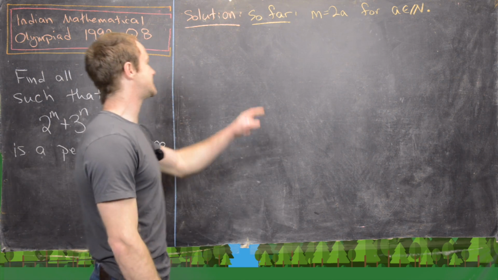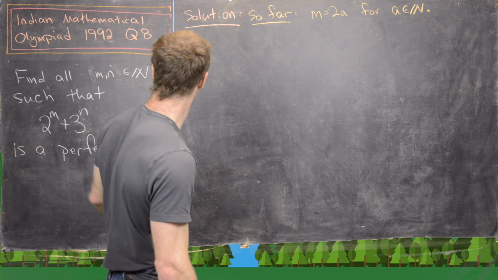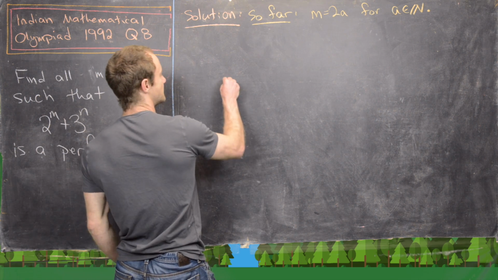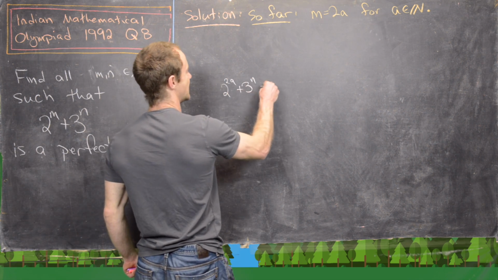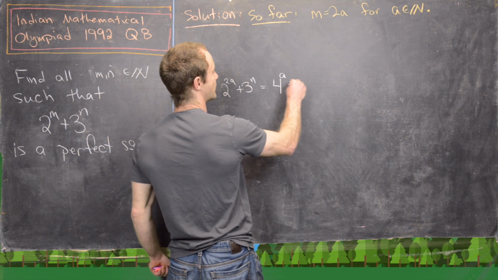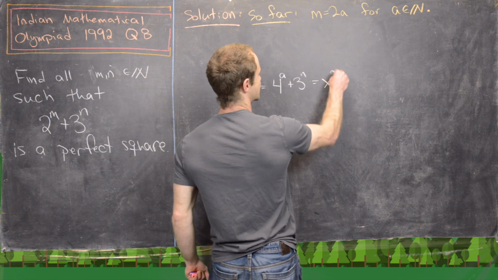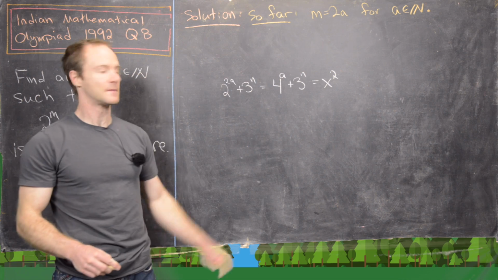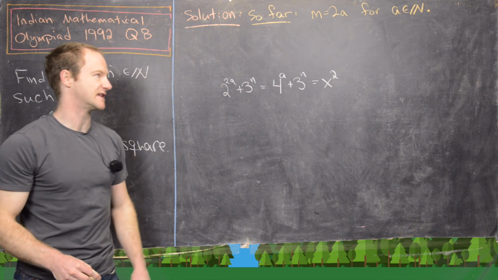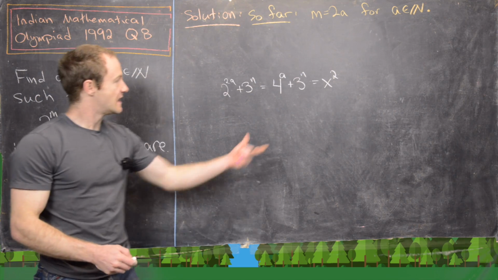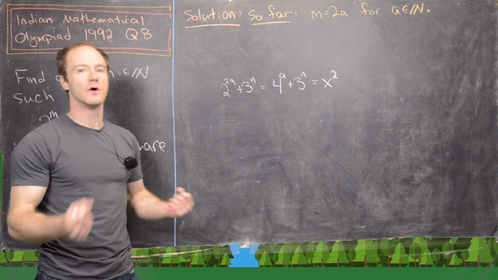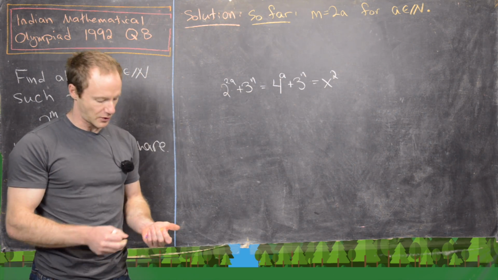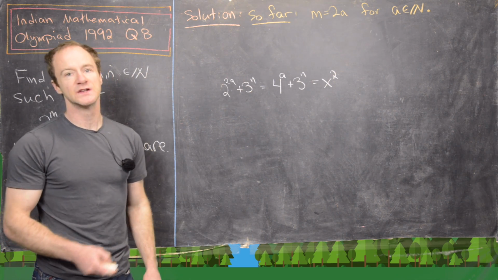Now what I want to do is see what that looks like inside our condition that this is a perfect square. So now we have 2 to the 2a plus 3 to the n equals, so that's going to be 4 to the a plus 3 to the n, so that's equal to x squared. So now our condition of 2 to the m plus 3 to the n being a perfect square is down to 4 to the a plus 3 to the n is a perfect square. And then this equation right here gives us some motivation that maybe we could reduce this modulo 4 and think about what are the perfect squares modulo 4. So let's go ahead and do that.